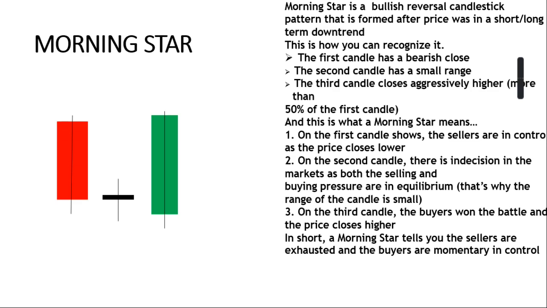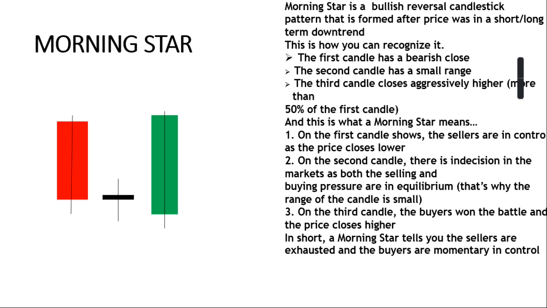The first candle has a bearish close. The second candle has a small range, which we call a doji candle, and the third candle closes aggressively higher, at least 50% into the first candle. Okay, and what does this mean to us? On the first candle, the sellers were in control momentarily as price closed lower, and on the second candle, there's indecision in the market, so the buying pressure and the selling pressure were in equilibrium.